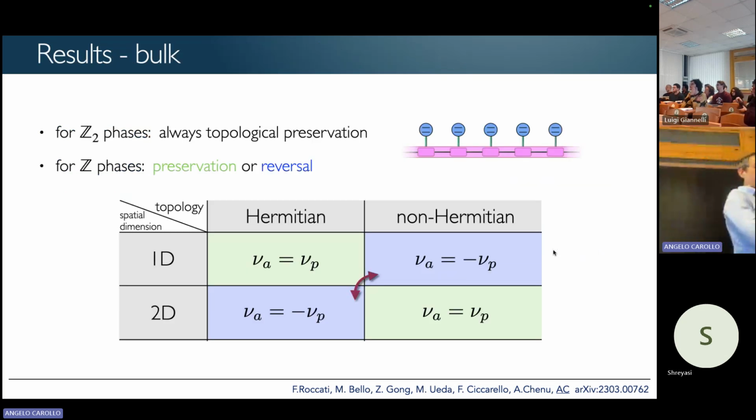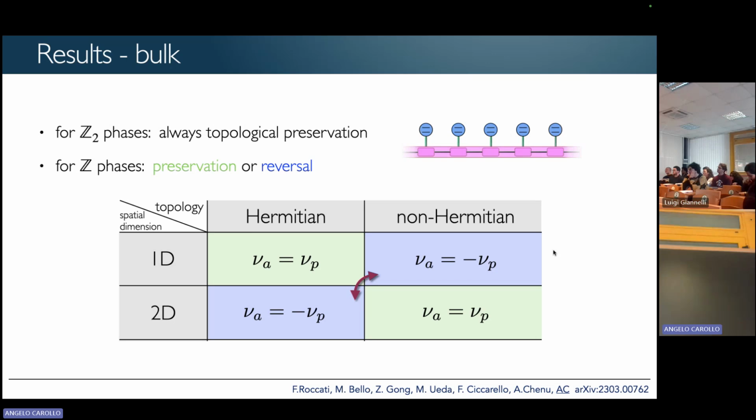So the result of this that I want to mention is the following. Suppose that you know the topology of your underlying lattice. There are only two possibilities, as we said, either Z2 or Z type of topology.